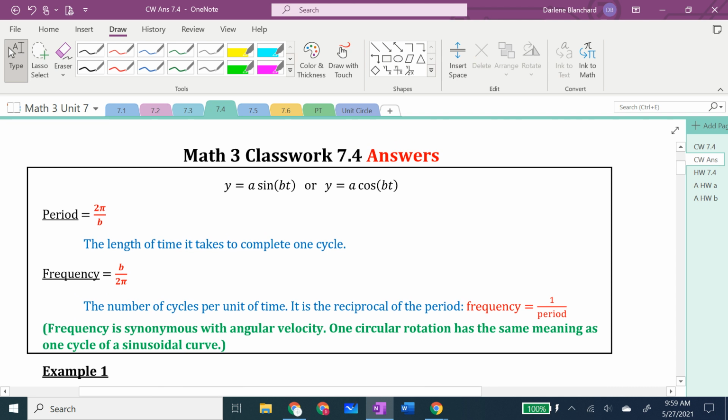When you want to find the period of your trig function, you're going to take whatever your variable is directly multiplied by, and you are going to take a normal period length of 2 pi and divide it by b, whatever that number is that is multiplying your input variable. And the period is the length of time it takes to complete one cycle.